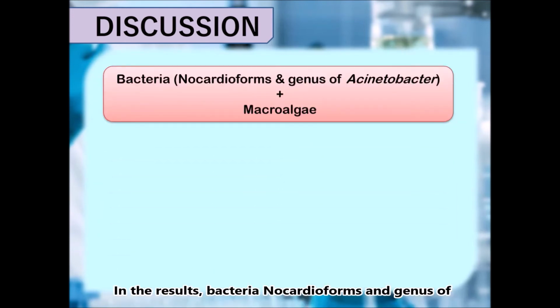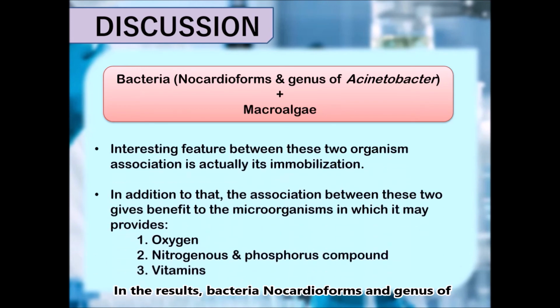In the result, the nocardioforms and genus Acinetobacter found on the surface of macroalgae is known as an association. This association gives an interesting feature between these two organisms, which is immobilization. In addition to that, the association between these two gives benefit to the microorganisms, in which it may provide 1. Oxygen, 2. Nitrogenous and phosphorus compounds, and 3. Vitamins.